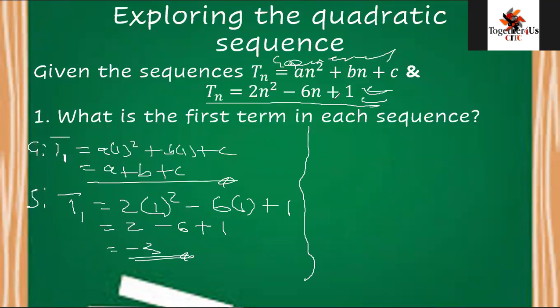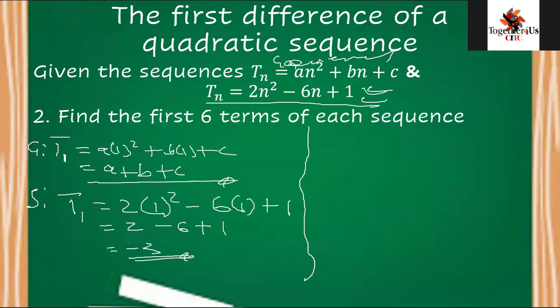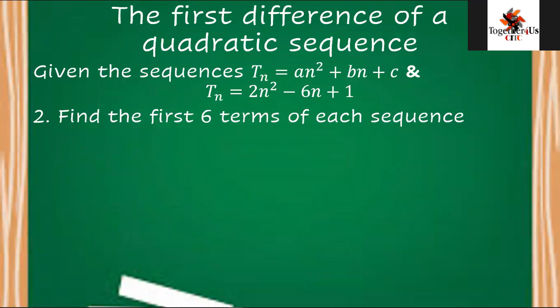Now, the next thing that I want you guys to do, and I hope you really do this as I close this video, I want you to go ahead and find the first, rather, 6 terms of each sequence. I have already found the first term for you. This means you are going to work only on 5 terms. So you go on and find T1 now for the general form. T1 is A plus B plus C. I want you to find T2.